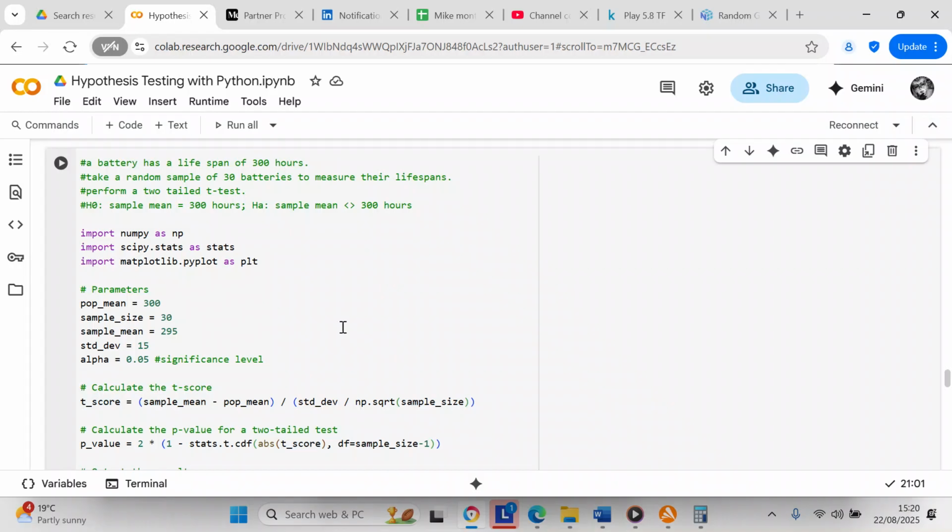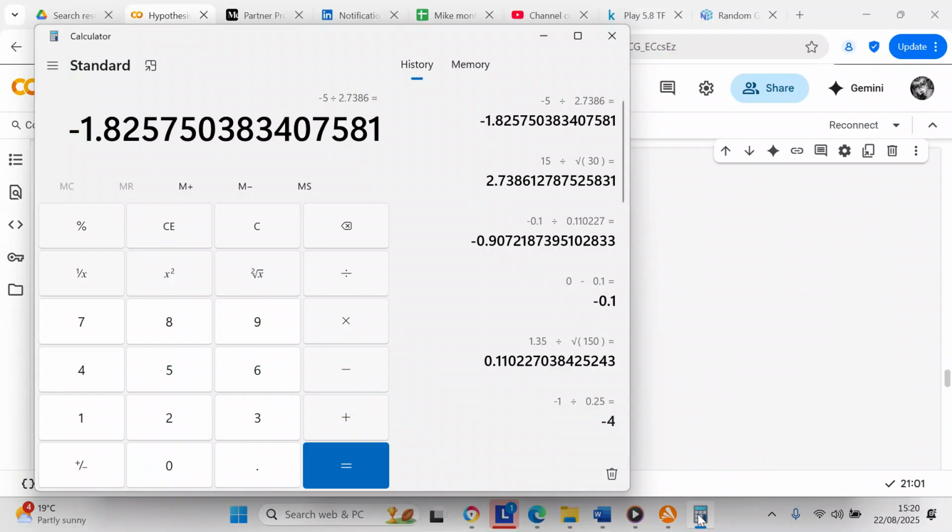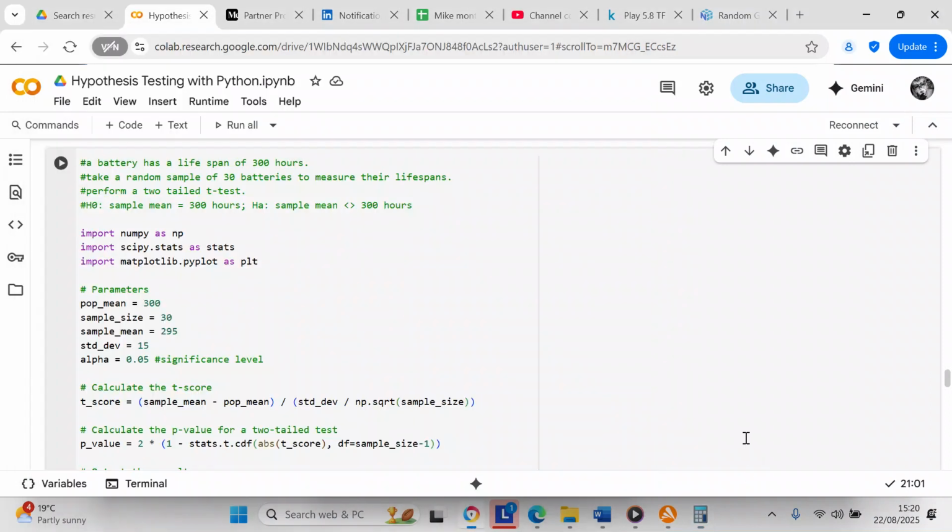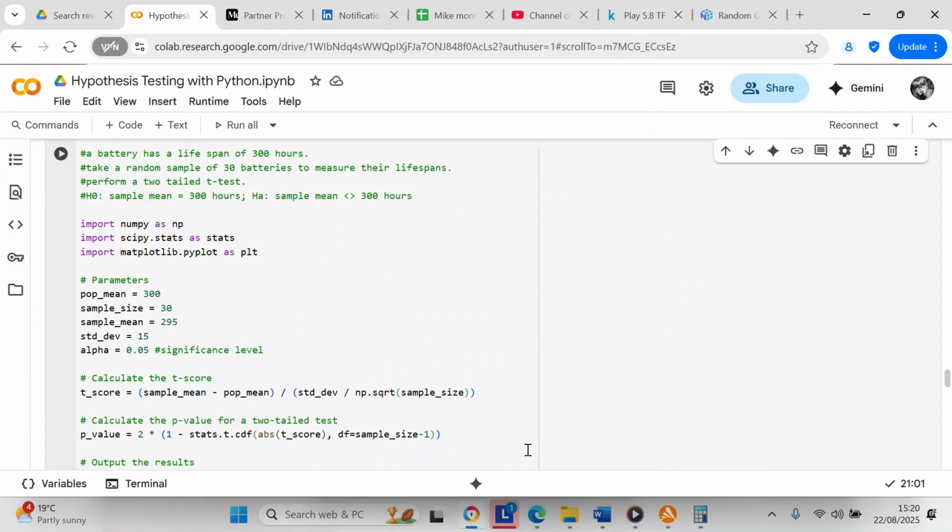So we're going to calculate the t-score. The t-score equals the sample mean minus the population mean, divided by the standard deviation divided by the square root of the sample size. So I've already calculated the t-score here, and I got a t-score of negative 1.8257.